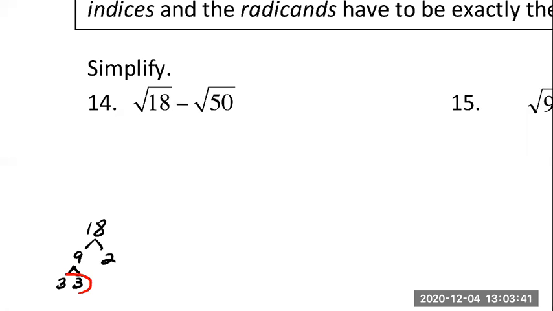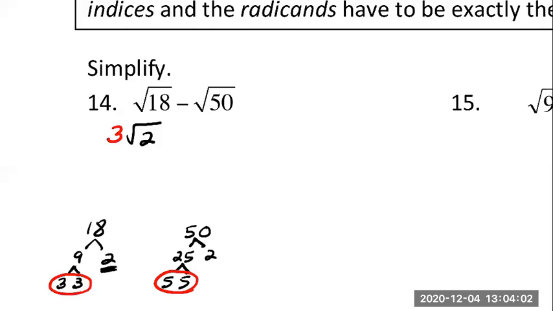We have a pair of 3s, so we're going to take a 3 on the outside of the square root, and we're left with that 2 on the inside. And then for 50, we would write 50 as 25 times 2, and that would be 5 times 5. So we have a pair of 5s. Really, you could stop right here and know that you can take the square root of 25. Or you could stop right here and know that you can take the square root of 9.